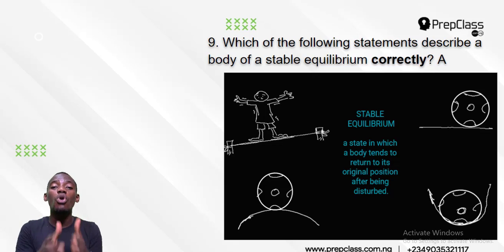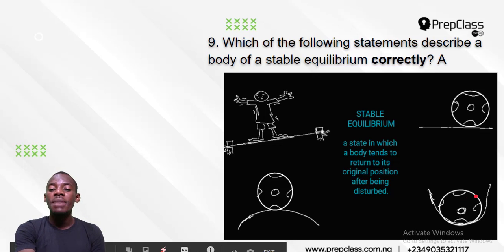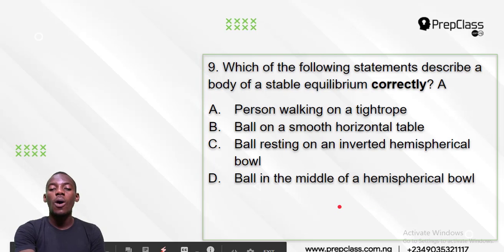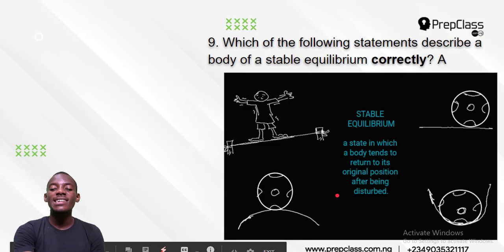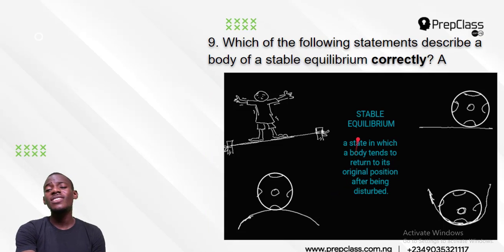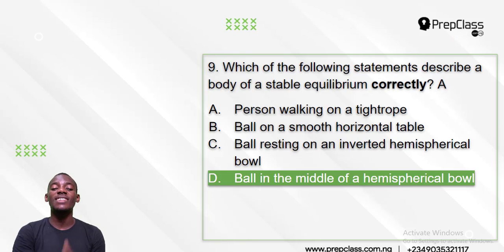It can't roll over, and that means the only correct one is option D, because it is inside a bowl. So let's talk about equilibrium. Stable equilibrium is a state in which a body tends to return to its original position after being disturbed. It is stable because it remains the same after you have disturbed it. And the only answer that's correct is D, ball in the middle of a hemispherical bowl.